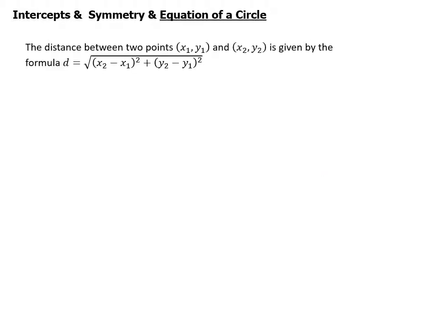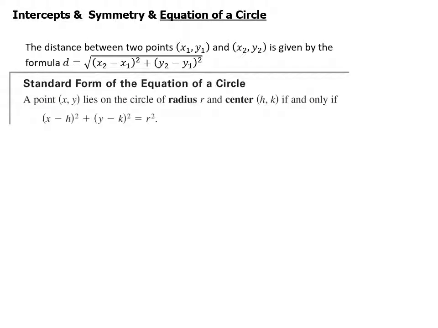Equation of a circle. Well, first off we have the distance formula between two points. If you have the points (x1, y1) and (x2, y2), the formula for finding the distance between those two points is the square root of (x2 minus x1) squared plus (y2 minus y1) squared. Basically, that is the Pythagorean theorem in coordinate geometry.